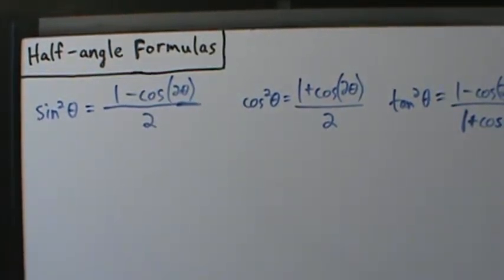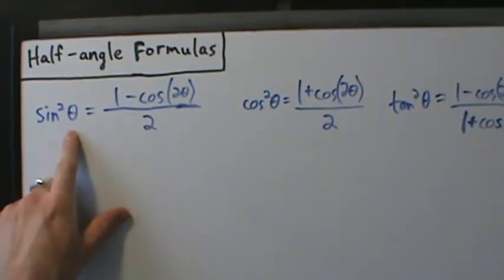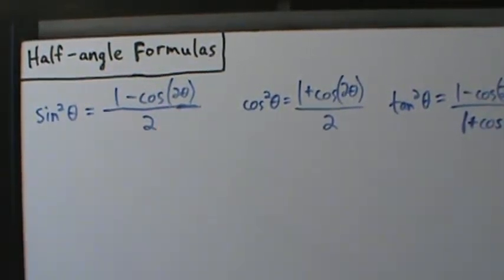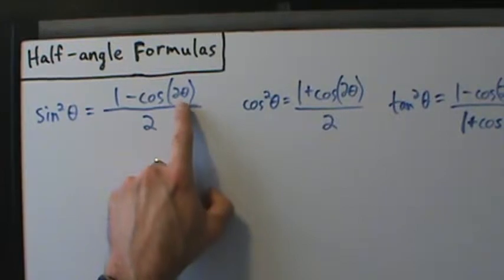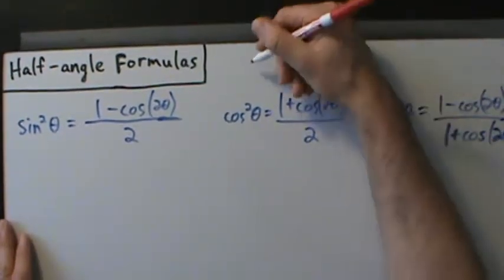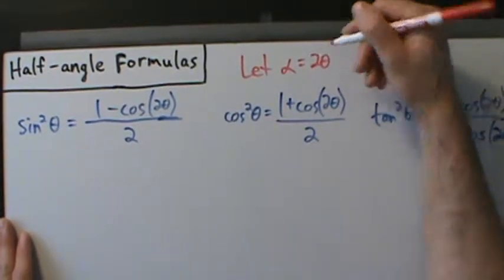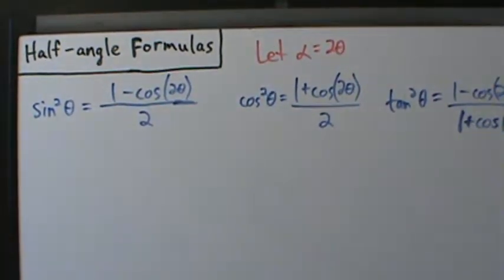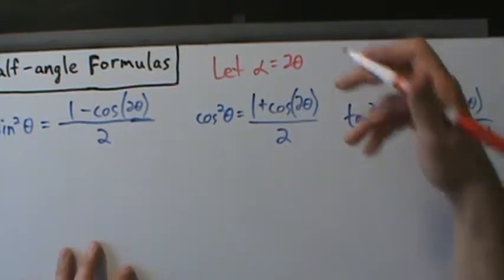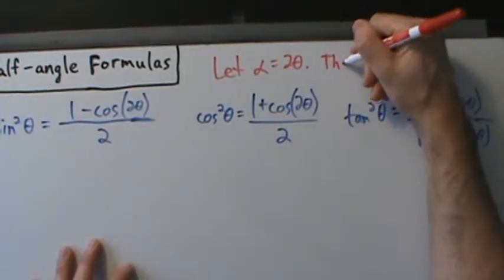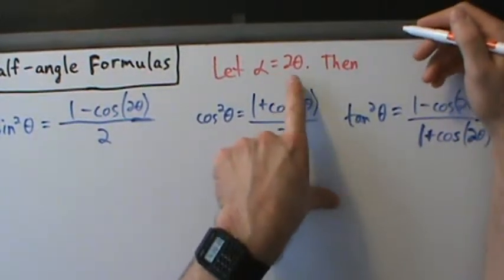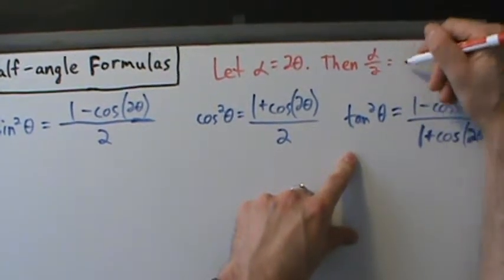So what we want to do is say, okay, here we have a theta and a 2 theta, so let's make a substitution. Instead of 2 theta, let me call it alpha. So let alpha equal 2 theta. Okay, why are we doing that? Well, because we want to get something in terms of half angles. So if alpha is 2 theta, then divide both sides by 2, and alpha over 2 equals theta.